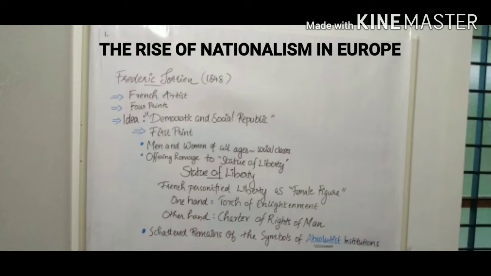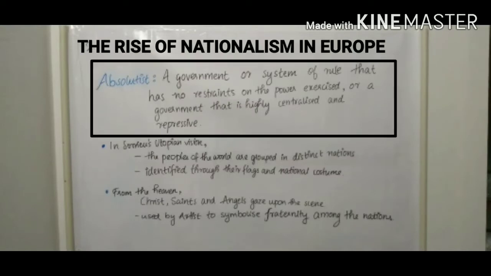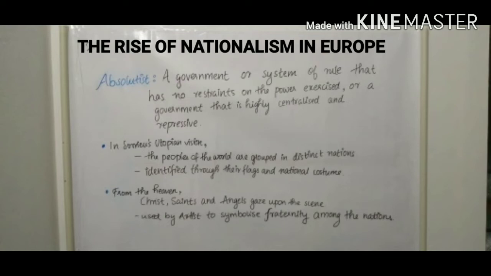Now what do you mean by absolutist? Absolutist means a government or system of rule that has no restraints on the power exercised, or a government that is highly centralized and repressive. In short, a monarchical government having the supreme power in all cases. In the artist's utopian vision, the peoples are grouped as distinct nations and known through their flags and national costume. Now, utopian vision means what? A vision of society that is so perfect that it is not likely to exist.